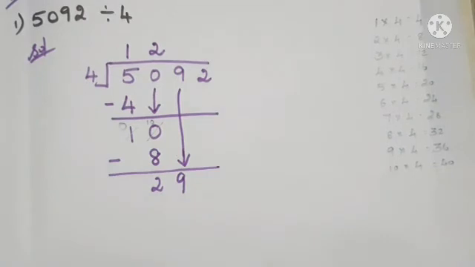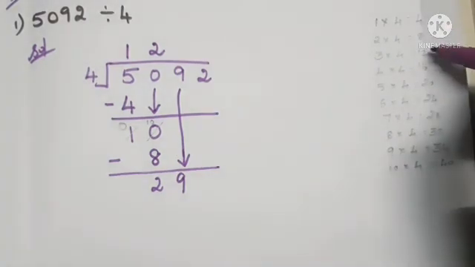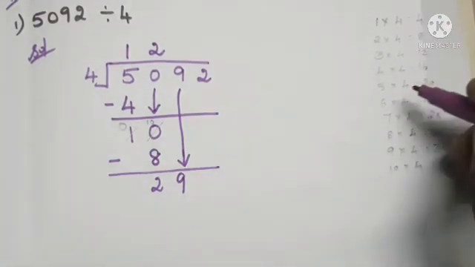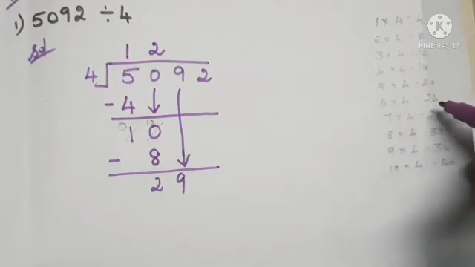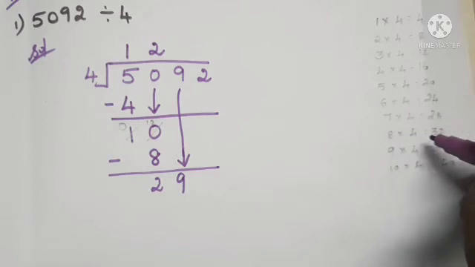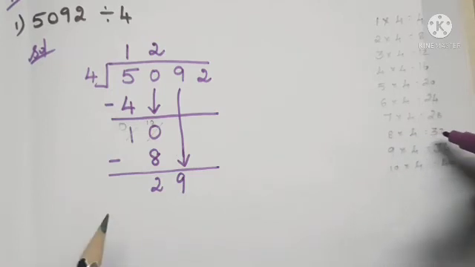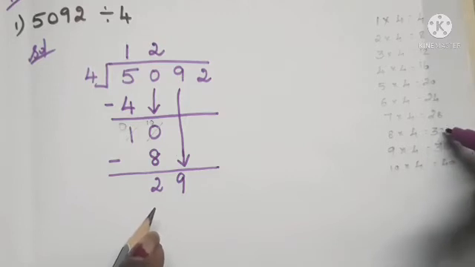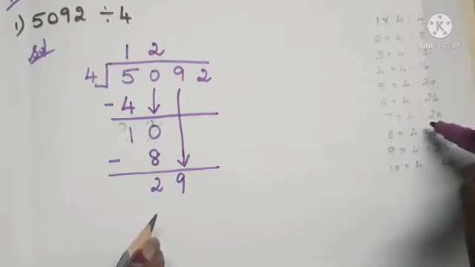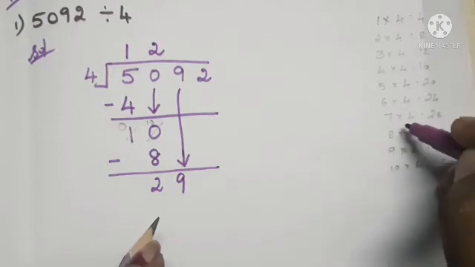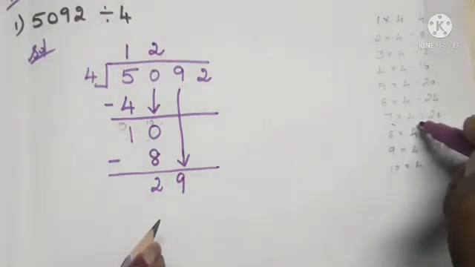So 1 4 is 4, 2 4s are 8, 3 4s are 12, 4 4s are 16, 5 4s are 20, 6 4s are 24, 7 4s are 28, then 8 4s are 32. If you are taking 32, it is greater than 29, so we can't take it. So we have to take the before value. So the before value is what, ma? 7 4s are 28. So we can take 7 4s are 28.